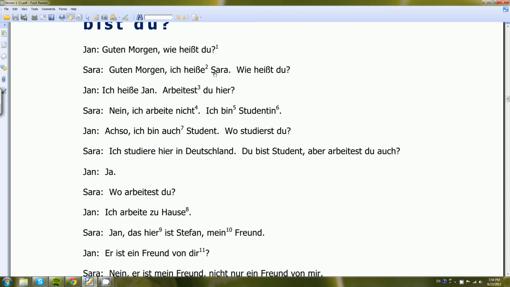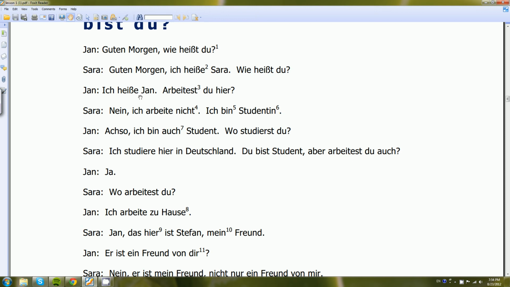Ich heiße Sarah. Okay, so here we have S. The S at the beginning of a German word is usually a Z sound. So Sarah, and because this is at the beginning of a syllable, it actually will be more of a trill, whereas this Morgen, this is at the end of a syllable, so it's less articulated. Ich heiße Sarah. Wie heißt du?